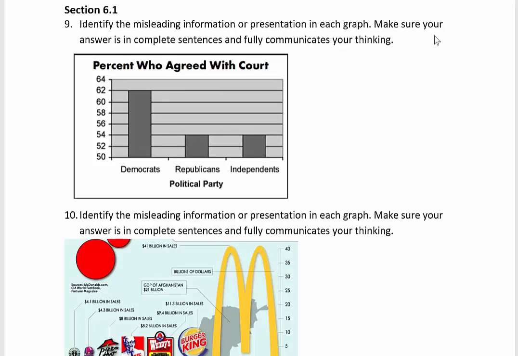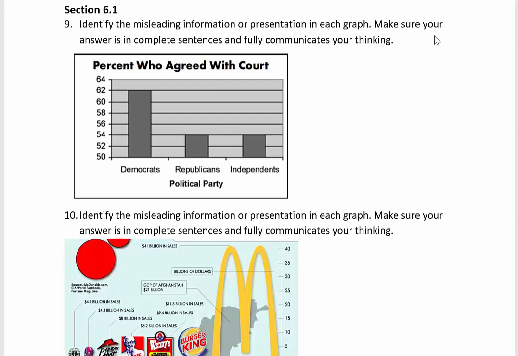Section 6.1. First question we're going to look at is number 9 here, and we're trying to identify misleading graphs and statistics. So in question 9, identify the misleading information or presentation in each graph. Make sure your answer is in complete, full sentences and fully communicates your thinking. All right, so we're taking a look at this graph here, and it says percent who agreed with the court.